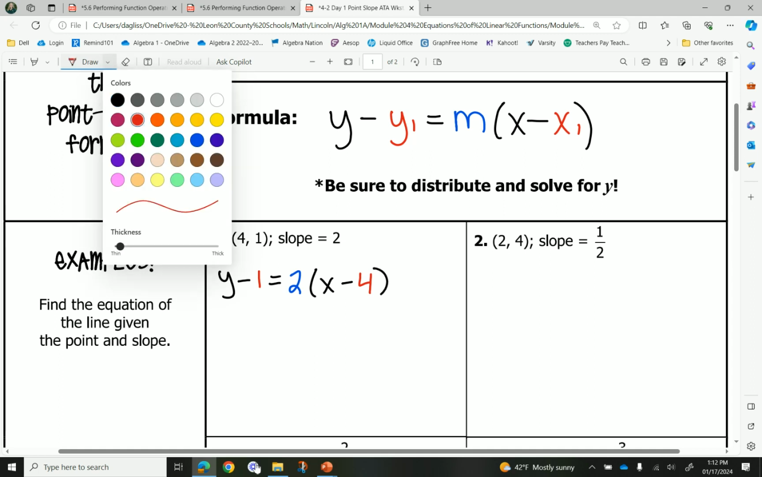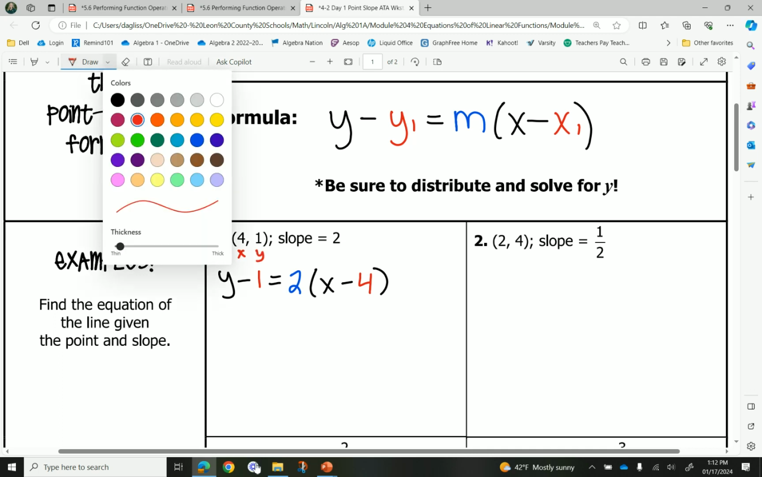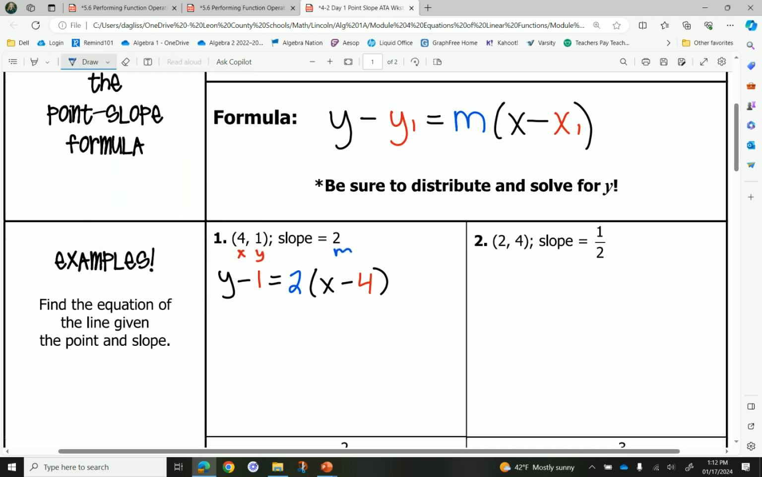Okay? So the 4 and the 1 are the x and the y, and the 2 that they gave me is the slope. So we're going to replace the x with 4. Yep. So now what we have to do is we're going to actually add, subtract, multiply, and we're going to write it into y equals mx plus b. Okay? So I don't have to find b. I'm just going to simplify what I have and get the equation that I need.